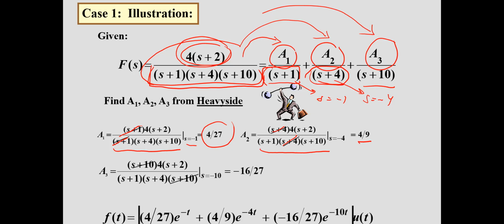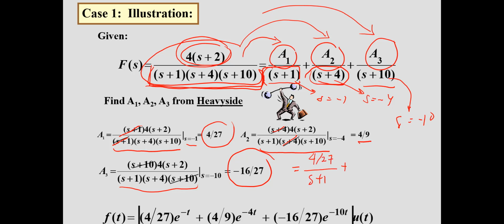And then the last part is a3, similar. We write this equation s plus 1, s plus 4, and s plus 10. And we multiply by s plus 10, where s equals minus 10. We get that a3 is minus 16 per 27. Okay, and then what is the ft? After we got a1, a2, and a3, we can write 4 per 27 per s plus 1 plus a2, which is 4 per 9 per s plus 4, plus a3, which is minus 16 per 27 per s plus 10. Okay, like this one.